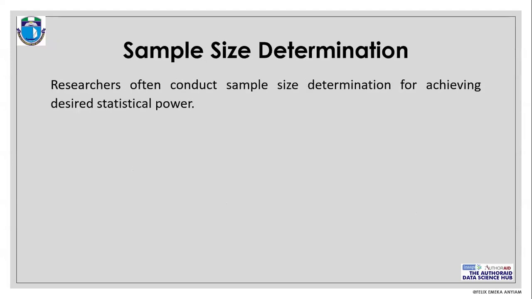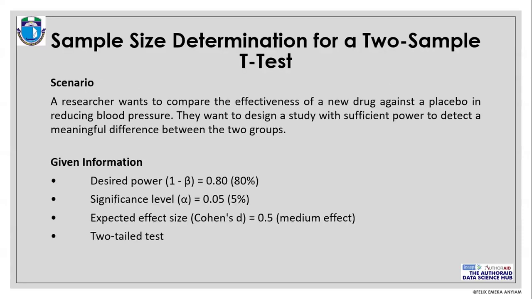So, sample size determination, the whole essence of the power we are doing, is to ensure that we conduct a sample size determination for achieving our desired statistical power, for achieving the desired number that will be able to tell us if there's a significant difference in an association, if one exists. So, how do we calculate the sample size using the power?